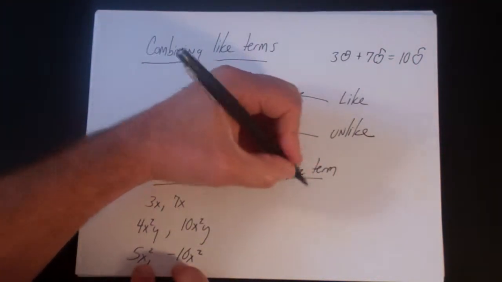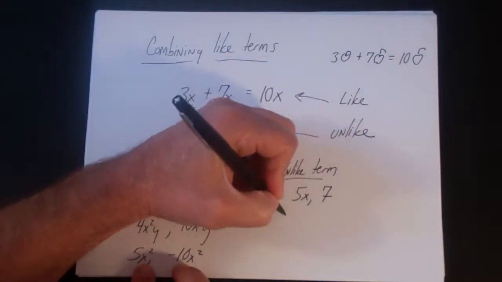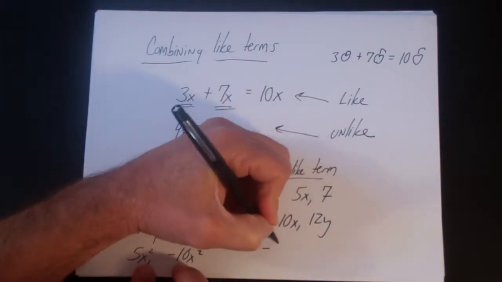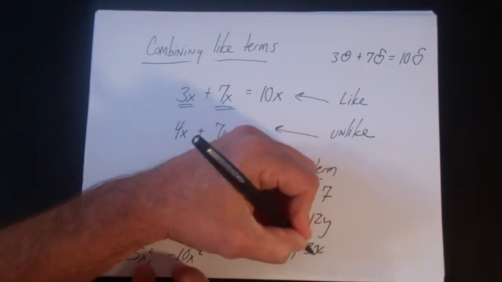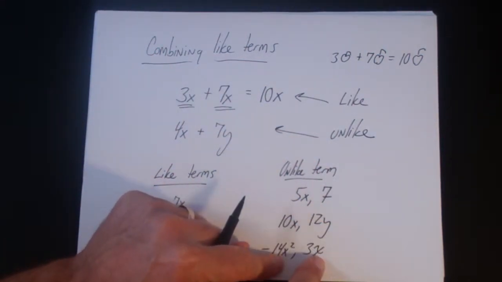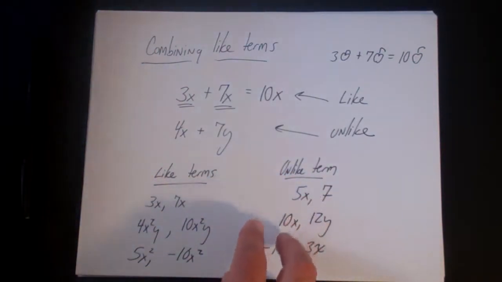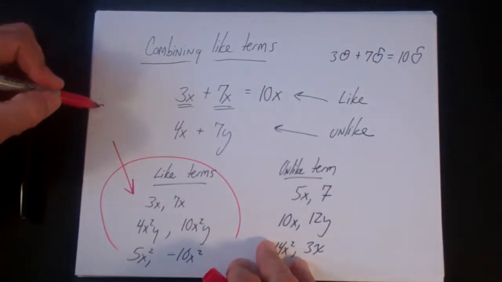They have the same variable, x, and the same powers. Unlike terms would be like 5x and 7, 10x and 12y, minus 14x squared and 3x. These don't have the same variables, these don't have the same variables. These have the same variables but different powers, so they're unlike terms. So these you cannot add, and these you can add and subtract.